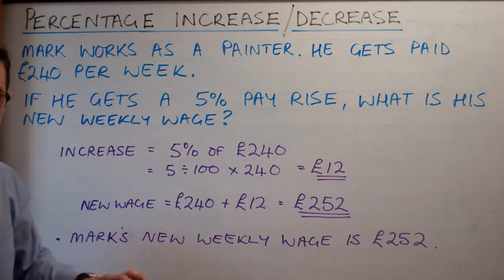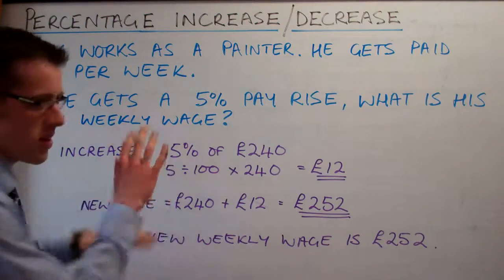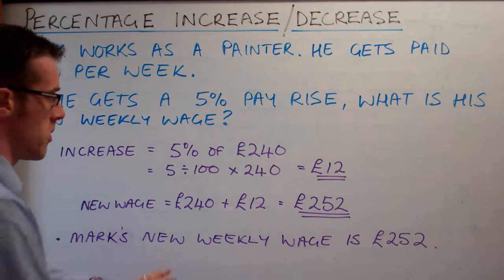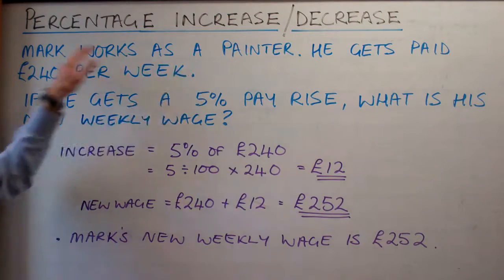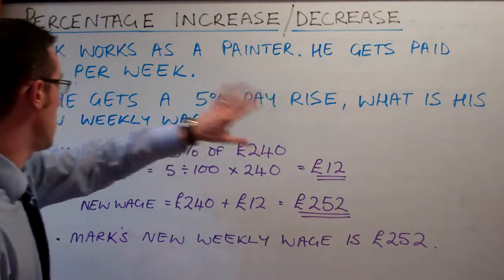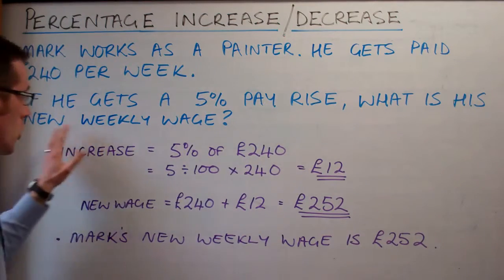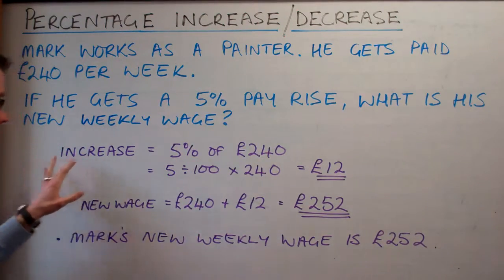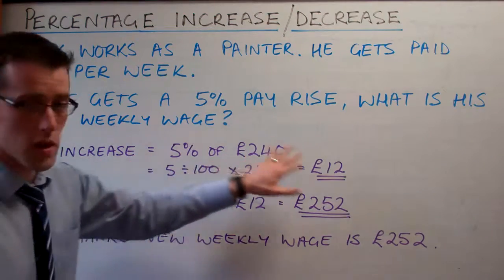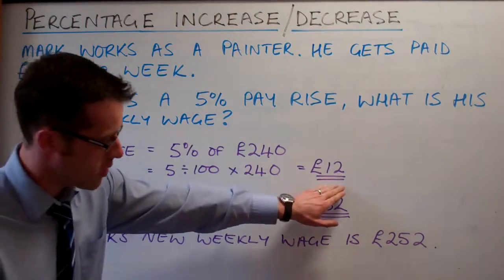Okay, so going through it again, first step is you've got to read the question very carefully and try and understand what's going on. Very often what people do is they just look and see numbers and they try and just do something with the numbers. So you've got to make sure you understand. So Mark works as a painter, he's paid £240 per week. It's a 5% pay rise. What is his new weekly wage? Alright, so we've got to work out the increase first. So we figure out 5% of 240. We get that as 12.